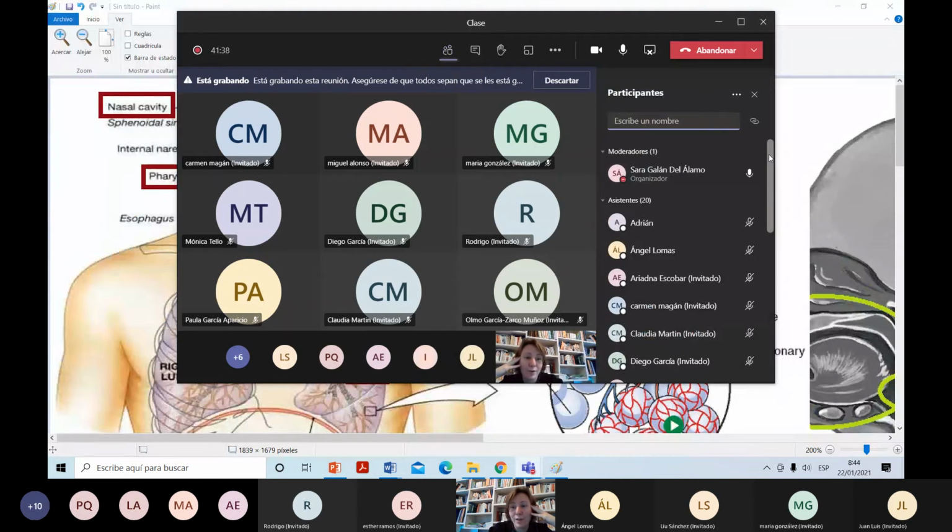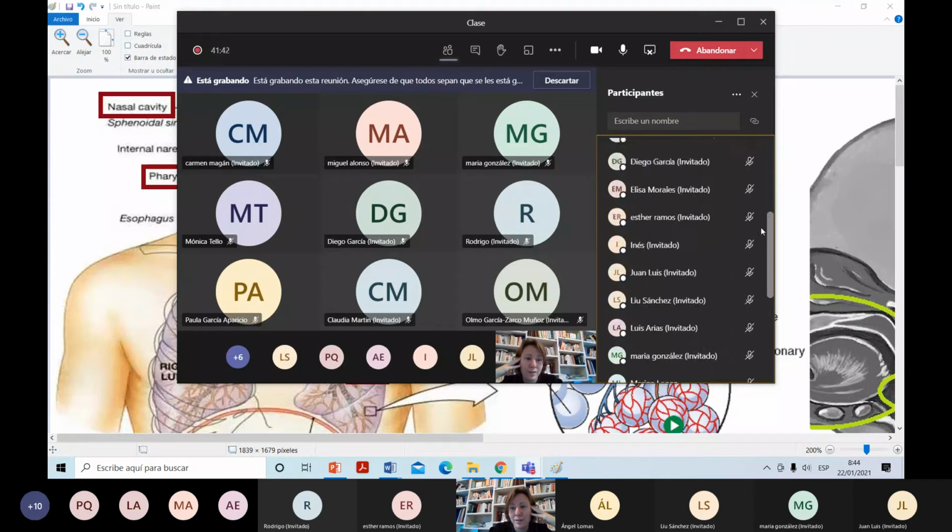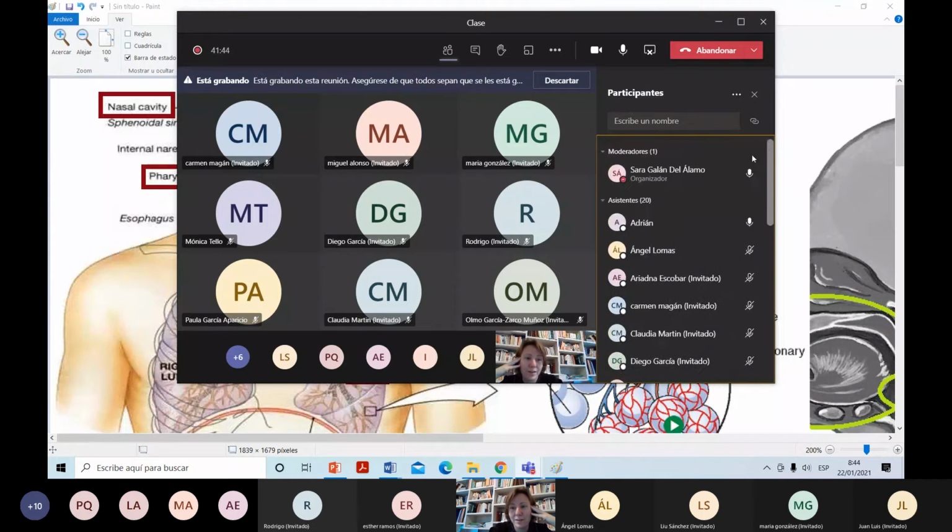¿Hay alguien más con micrófono además de Rodrigo? Porque lo estoy oyendo por ahí. Adrián, you've got microphone as well.